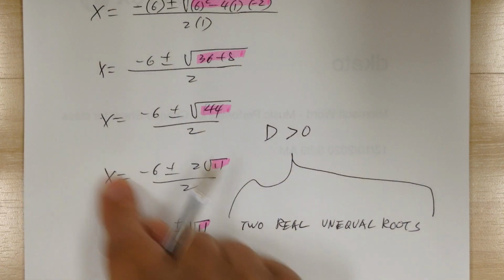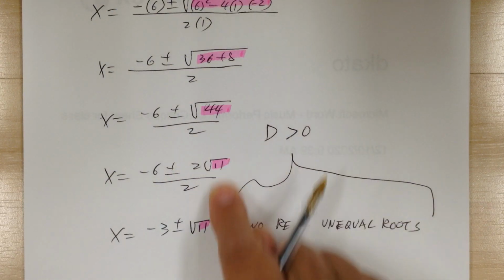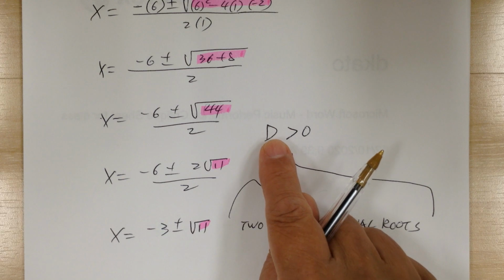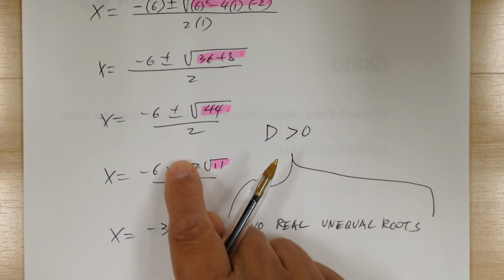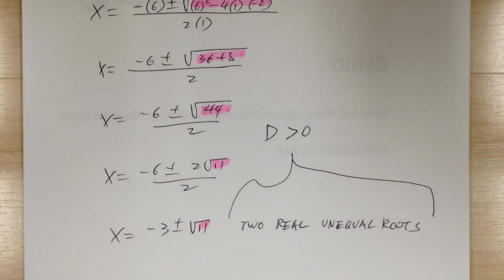So from this exercise, we can determine that when D is greater than 0, you're going to get real roots, and you're going to get 2 of them because you got plus or minus. Okay. Now let's go and do the b.